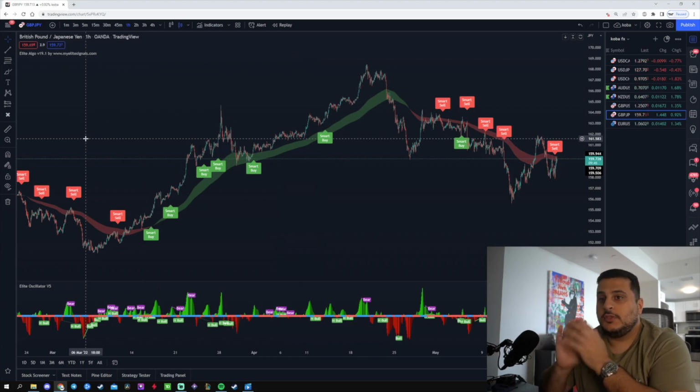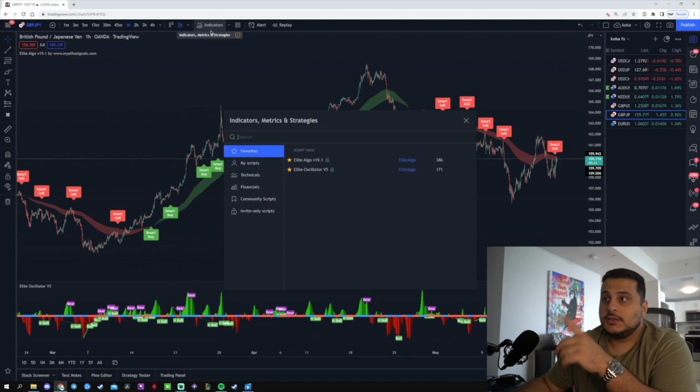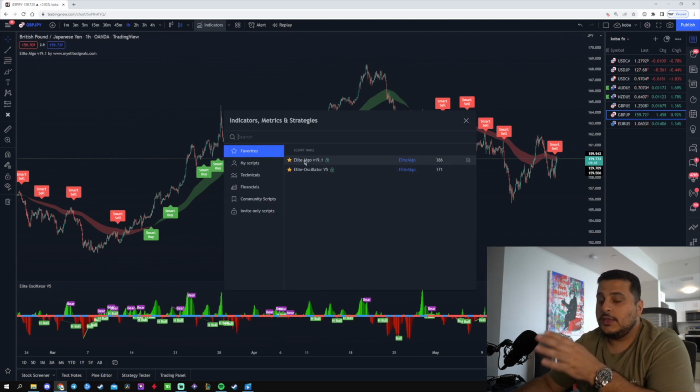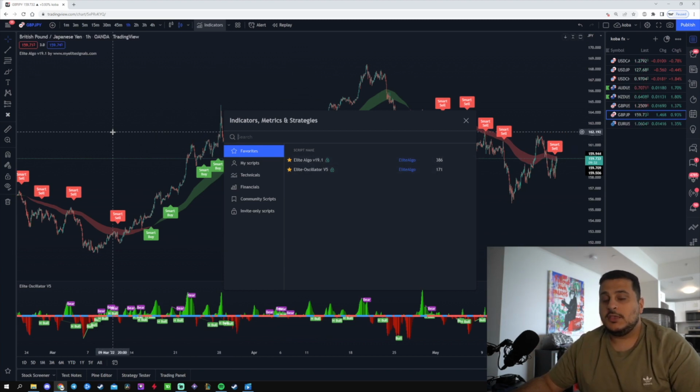Okay, first let's start off with the indicators that you want to be using for this strategy. So what you want to be using is these two indicators right here, EliteAlgo version 19.1 and Elite Oscillator version 5. Now once you have both these selected on your charts, these are the settings that you're going to want to use for this strategy.